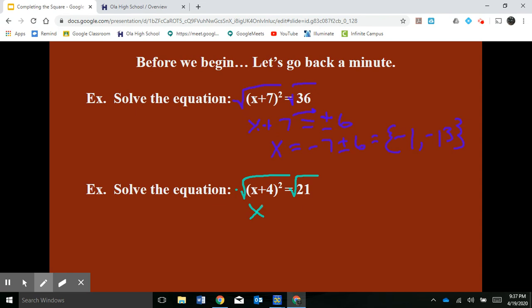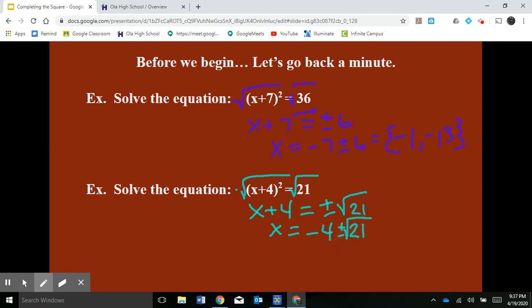So we have x plus 4 equals. Now there's no square root of 21. I can't even simplify this, so I'm going to leave it alone and say plus or minus the square root of 21. I'm still going to get x by itself, because that's the whole point. It says solve the equation. So I want to take that 4 across to the other side. It's positive, so I'm going to make it a negative. X equals negative 4 plus or minus the square root of 21. Sorry about that.